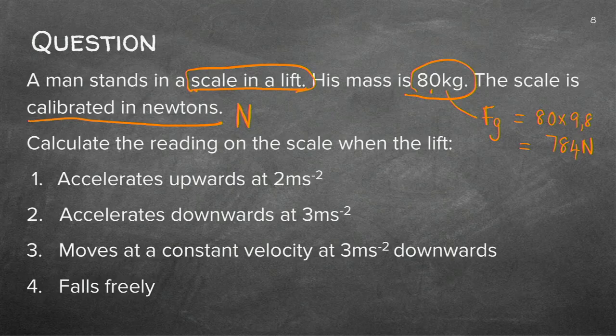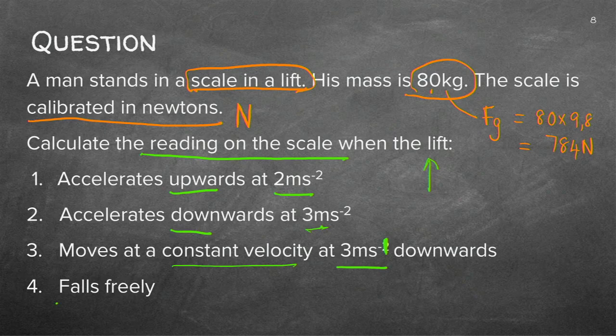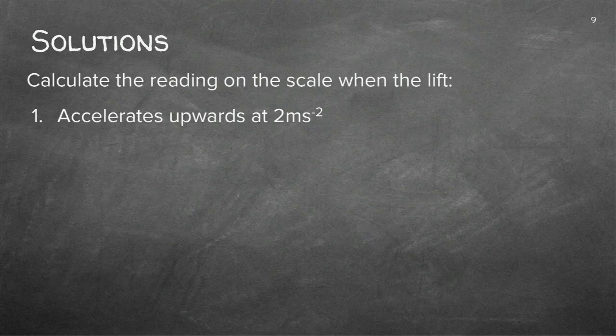What did they ask me? They firstly said to me, calculate the reading on the scale. So that would be the upward force. When? Firstly, if it goes up and it accelerates with 2, then going down with 3, then it's moving at a constant velocity, and then it's falling free. Right, let's have a look at the readings.